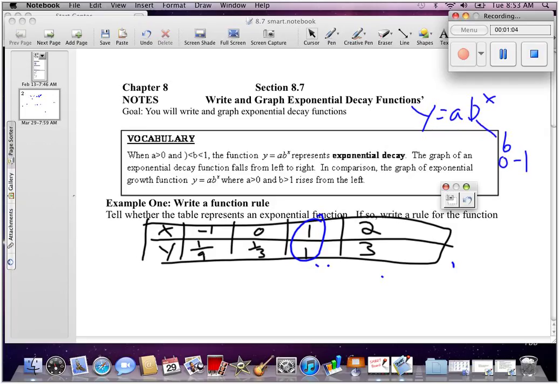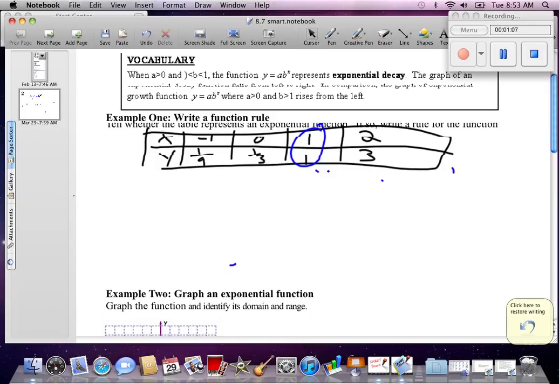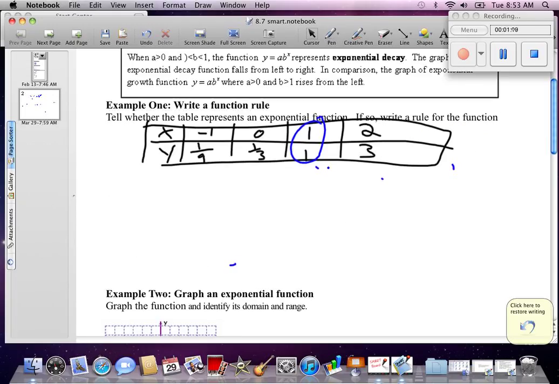All right, so the first thing we're going to start with, ladies and gentlemen, is we've got this lovely table, and we are going to make a function from it. Okay? So we've done this before. There's an example on the whiteboard over here. We're going to put it in y equals ab to the x.